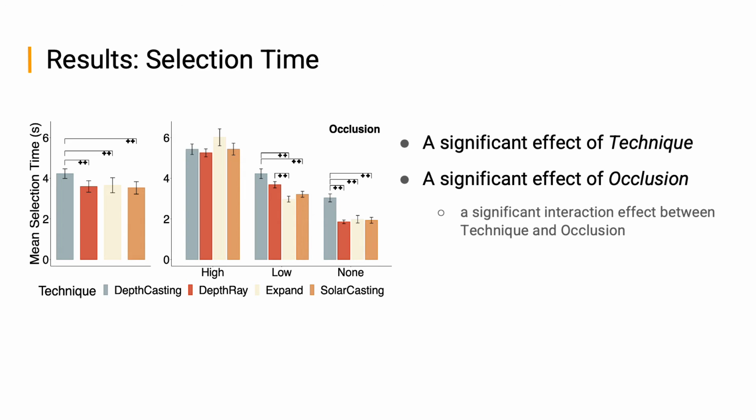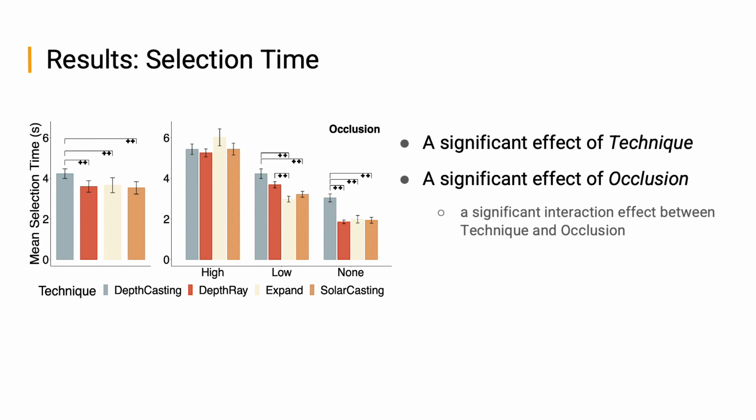We first looked at the results of selection time. We found a significant effect of technique, where depth casting took significantly longer than other techniques. We found a significant effect of occlusion. It took participants significantly longer selecting targets in high occlusion environments. We also found a significant interaction effect between occlusion and technique on selection time.